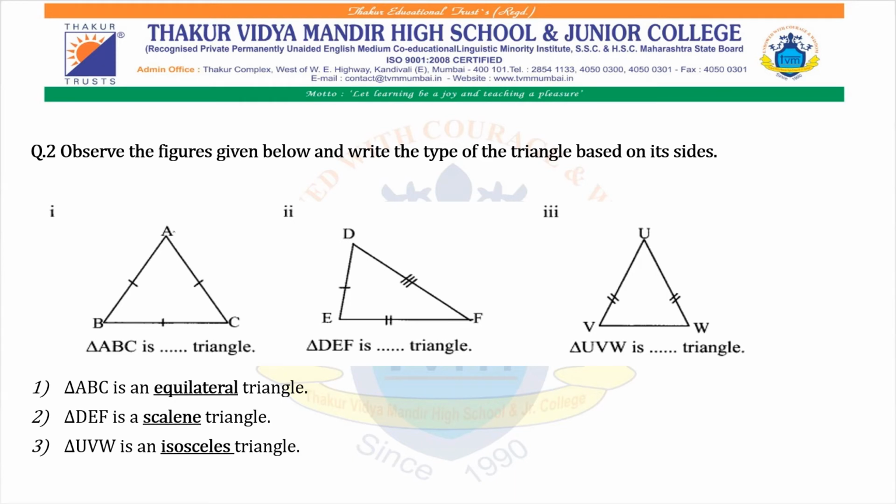In the second figure, triangle DEF, all the sides are different. So, triangle DEF is a scalene triangle. In the third figure, triangle UVW, two sides are equal. So, triangle UVW is an isosceles triangle.